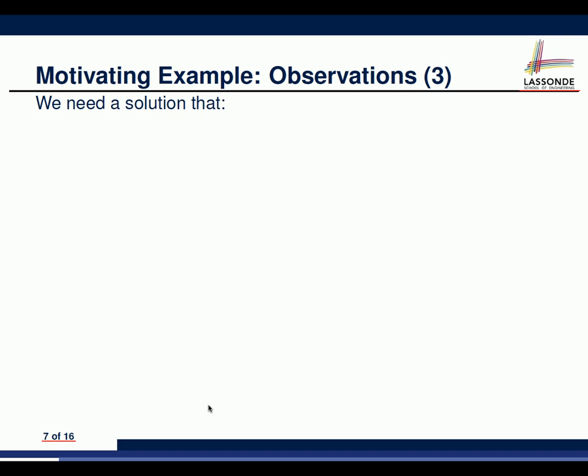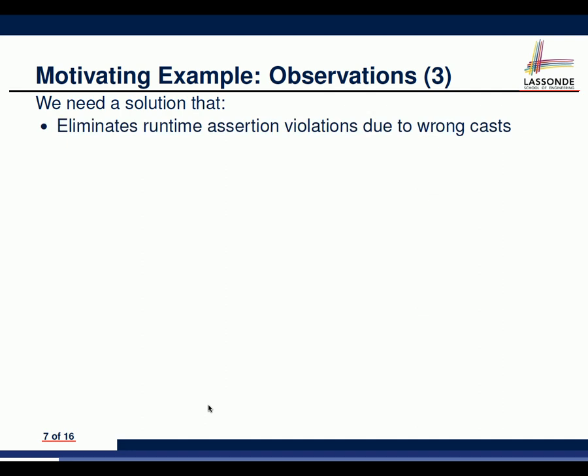That's something we want to avoid. We want to eliminate runtime assertion violation. We don't want to get any class cast exception. We want to make sure we don't have to decide which type to cast into. Somehow, rather than having a runtime assertion error, we want the compiler to tell us statically whether you can do this or not. Okay, that's number one.